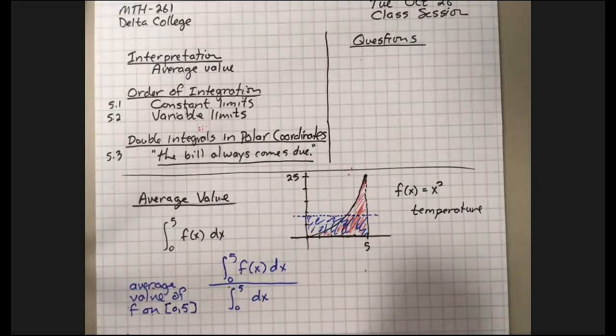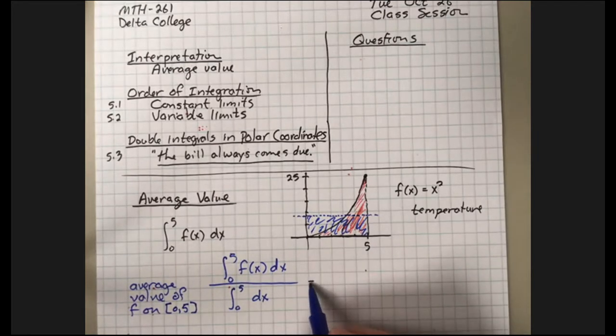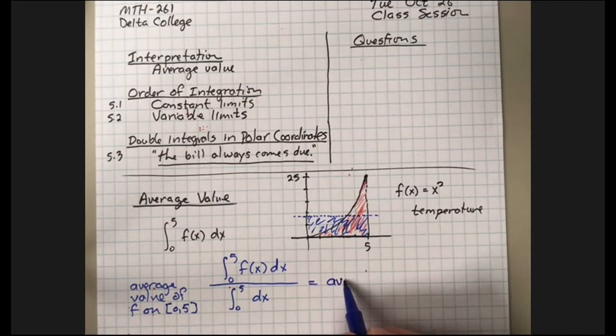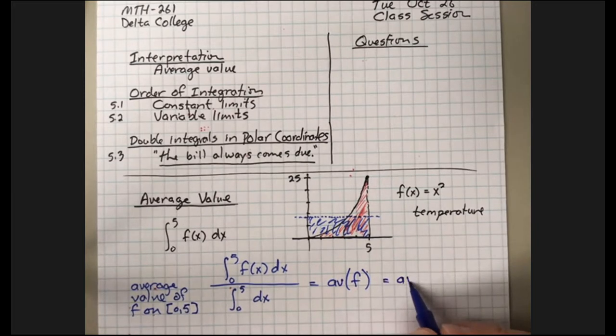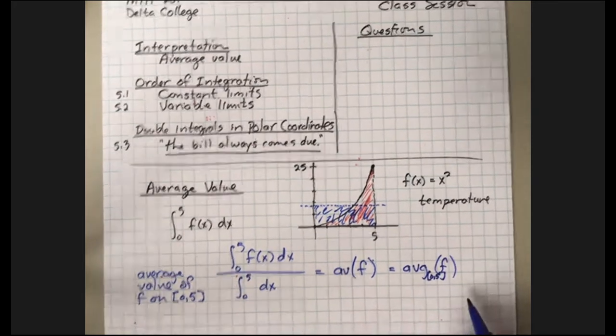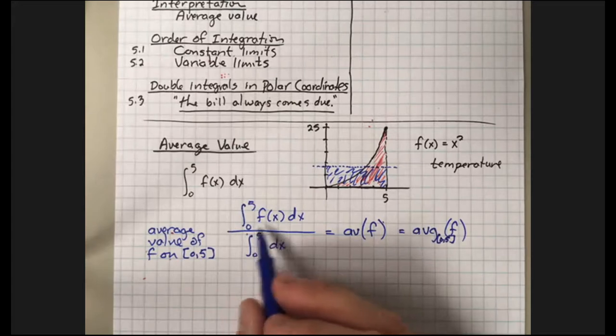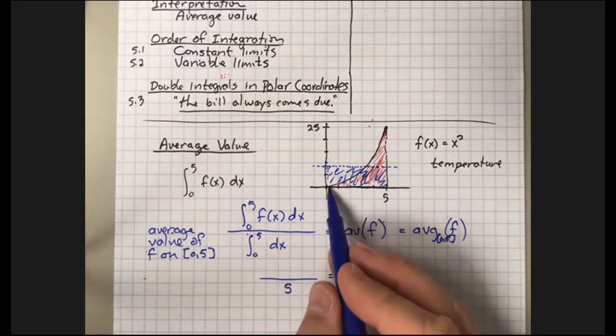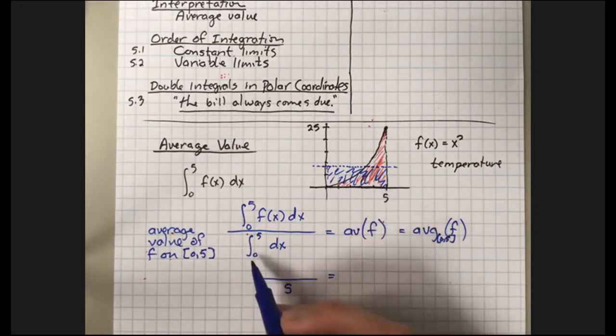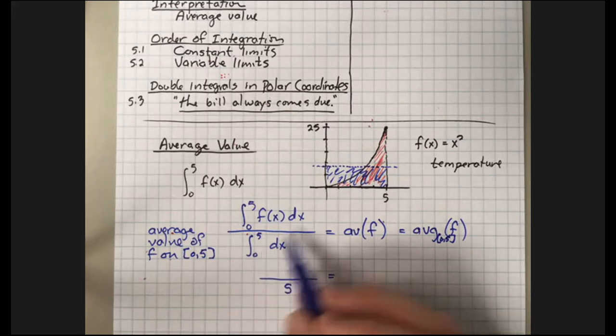And you can do this with any integral, single, double, or triple. Sometimes people refer to it as average value of f on the interval 0 to 5. People invent all kinds of notations for this. Let's work out what the average value is because it's not hard to execute these two integrals. On the bottom, if you integrate from 0 to 5 dx, you just get 5 because you're asking how long is that wire. Chop it up into little pieces, add up all the little pieces, the length is 5.